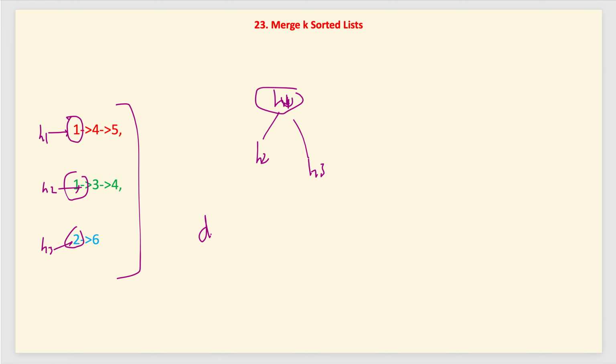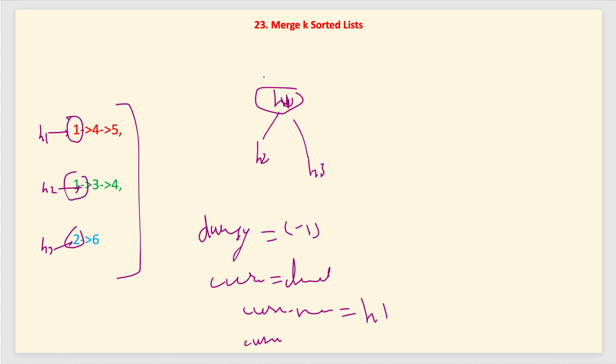For forming the result, we will use the same concept: a dummy node with the value -1, start a current node from the dummy, and then take the head 1 value and initialize current dot next to whatever node we get from this. Once we get this node, after that we will update our current pointer. So here the current will be pointing to 1. So current dot next here, and now current will be updated here.